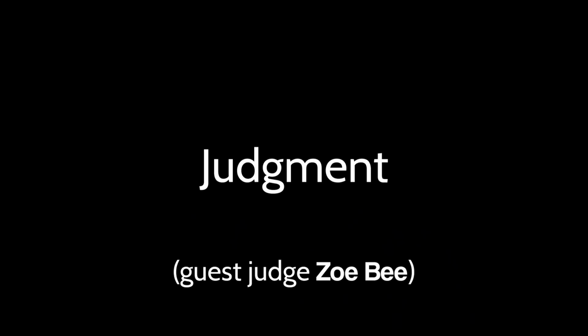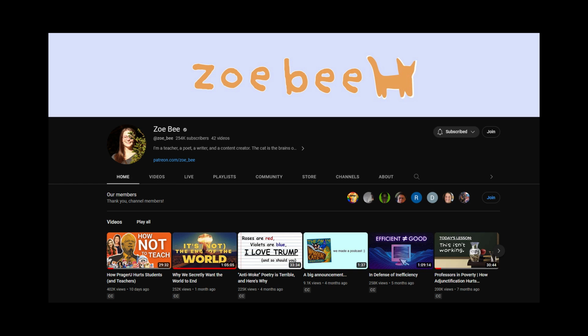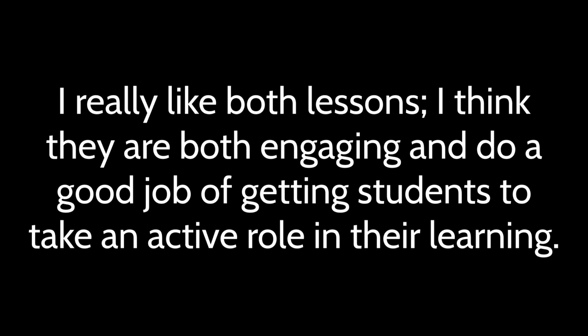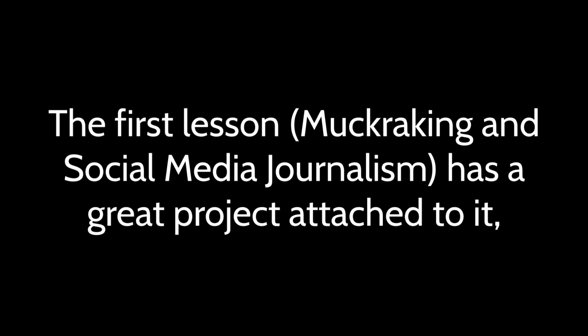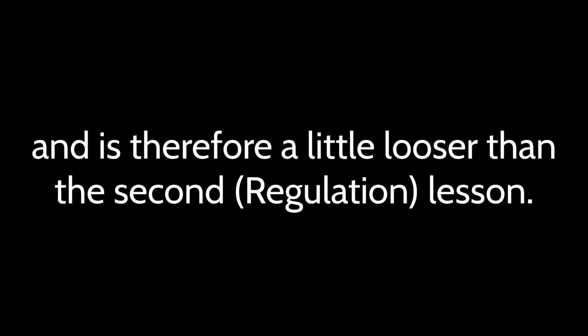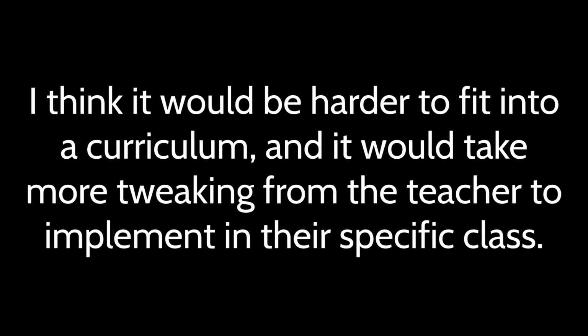And today's judge is Zoe Bee, who submitted this to us in writing. Zoe writes, I really like both lessons. I think they are both engaging and do a good job of getting students to take an active role in their learning. The first lesson, Muckraking and Social Media Journalism, has a great project attached to it and is therefore a little looser than the second on regulation. I think this first lesson would be great depending on the class. I think it would be harder to fit into the curriculum, and it would take a little more tweaking from the teacher to implement in their specific class.